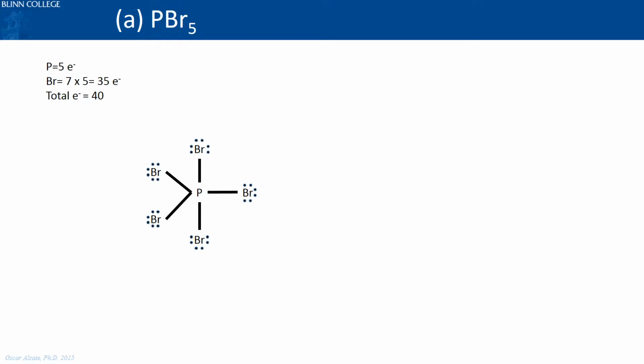Meaning we should be able to put 6 around each of our bromines, completing all of their octets and fulfilling all the requirements to make this a stable composition. There are no lone pairs on this central atom.